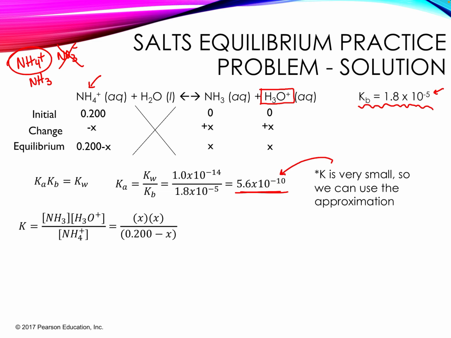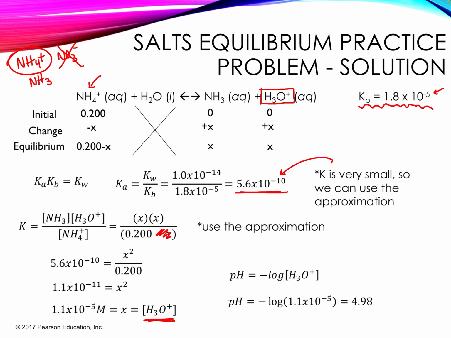This is really small, so we can definitely use the approximation. So if we go ahead and plug things in, we'll have ammonia times the hydronium over ammonium. And so we have our x times x over 0.200 minus x. We'll use that approximation, right? And we'll get rid of that x there. So we have our Ka value is going to equal x squared over 0.2. And we'll just go through and solve, right? We'll multiply both sides by 0.2. We'll take the square root, and then that will get us the concentration of our hydronium ion. Then we can go ahead and find the pH by taking the negative log of that hydronium ion.